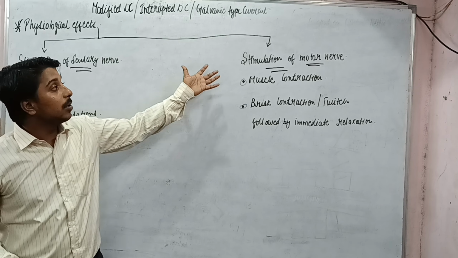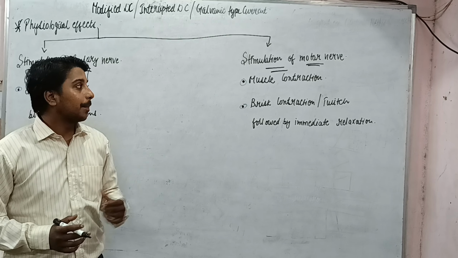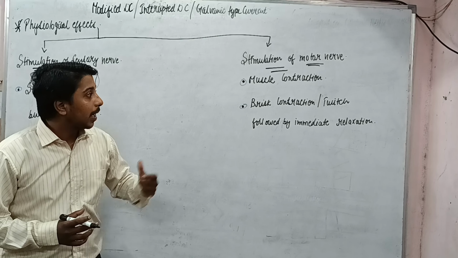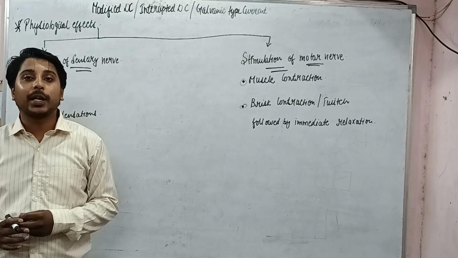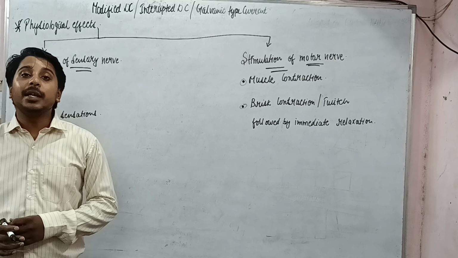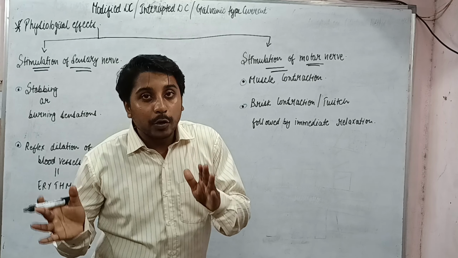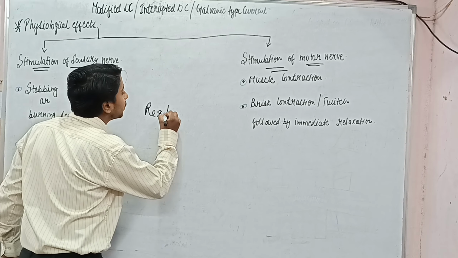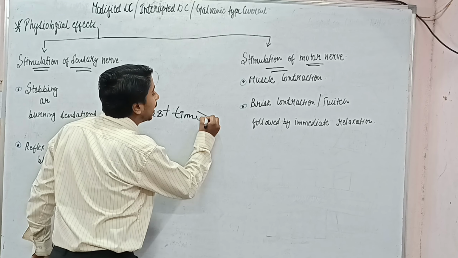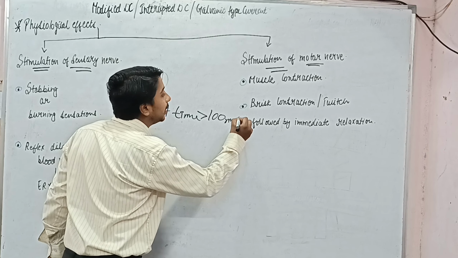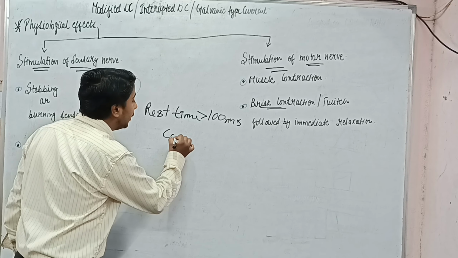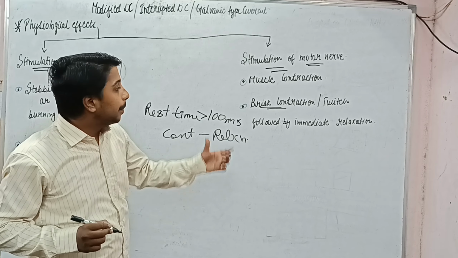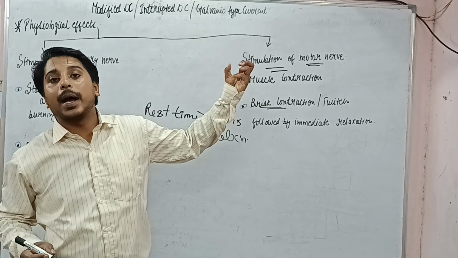Okay, next is the stimulation of motor nerve. Muscle contraction, definitely when we are stimulating the motor nerve muscle contraction will occur and that contraction is a brisk type of contraction, that is a twitch-like contraction followed by immediate relaxation. Okay, that is when we are applying galvanic current, and as I have explained, the rest time is greater than 100 millisecond. So definitely there will be a brisk type of contraction. So there will be contraction, then relaxation. Okay, that is what I have written. That brisk contraction or twitch is followed by relaxation.